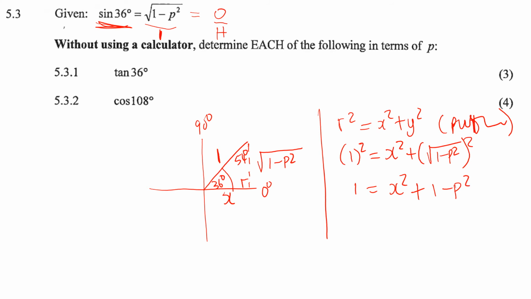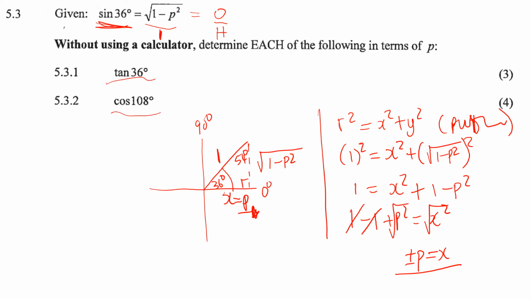So when we transpose 1 minus p squared to the other side, it's going to be minus 1 plus p squared is equal to x squared. 1 and 1 cancel. You'll be left with x squared is equal to p squared. When you apply the square root, x is going to be plus or minus p, right? So obviously our triangle is in the first quadrant, meaning our x will be positive p, right? So we can now go and express the rest of those trig ratios in terms of p, right?